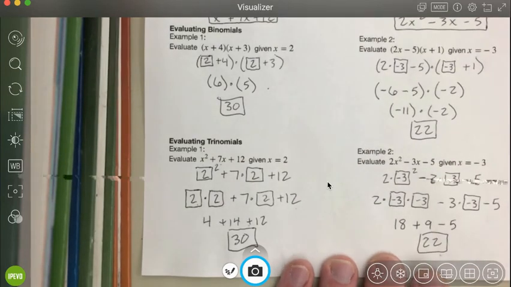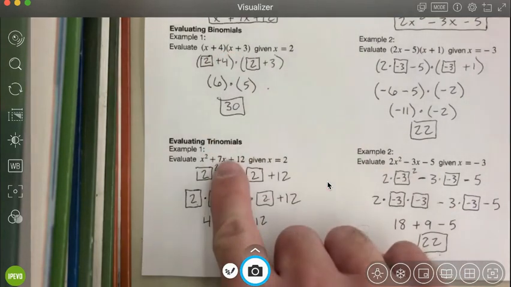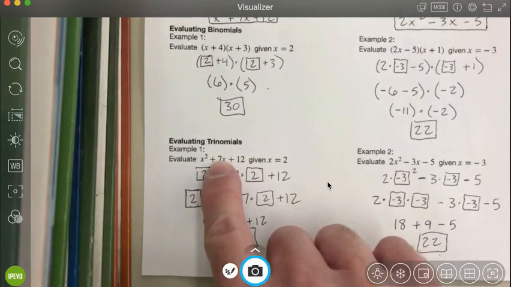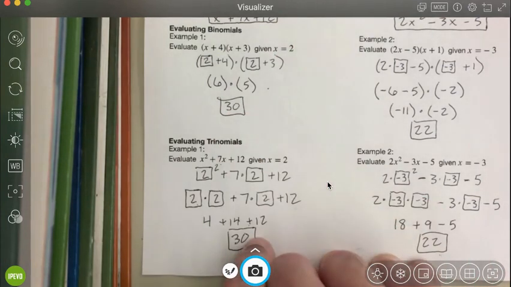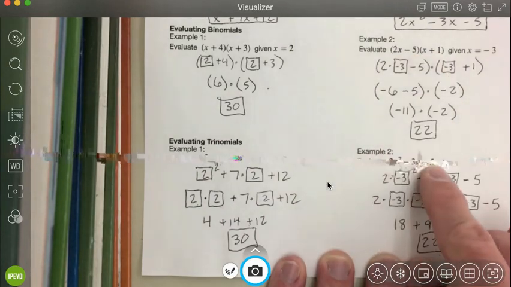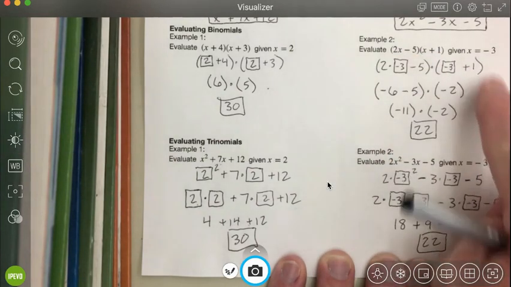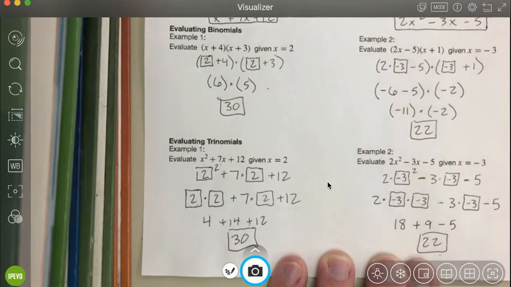So to sum it all up, because this times this is this trinomial, when we evaluate at the same exact number, we should get the same exact answers. Same thing here. This times this is this trinomial. So when we evaluate them both at the same number, we get the same exact final answers.